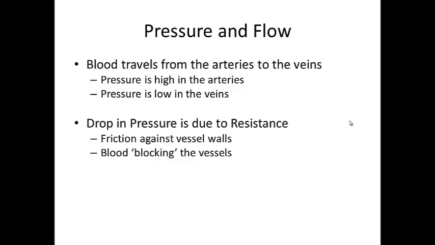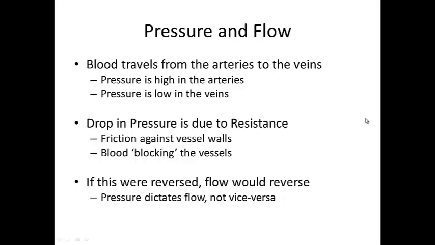Now, why does this pressure drop? Well, it's in part due to the resistance of the blood vessels. So we have a fluid moving through basically a pipe. And as you go through this tubing, there's friction against the vessel walls. And there's also the blood that's already in there. And that's going to slow down the blood as it leaves the heart. And it's going to drop the amount of pressure as we progress towards the veins. And if somehow this pressure differential was reversed, flow would go the opposite way. So pressure is going to determine flow.